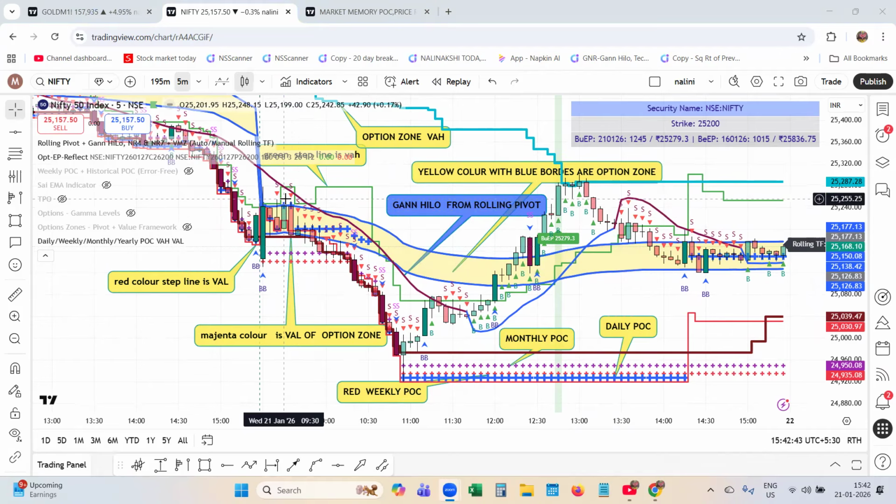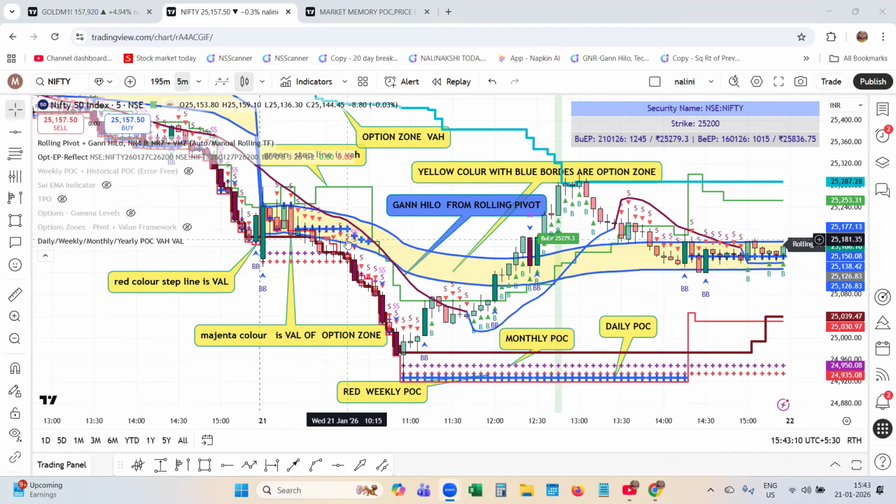When the market started, see, the market moved up and tried to move above the price, but it was below the Gann Hilo. The trend was negative for 1, 2, 3, 4, 5 candles. The market went sideways for more than 20 minutes, 30 minutes only. It started getting rejected from this daily POC and started trading below the option zone.